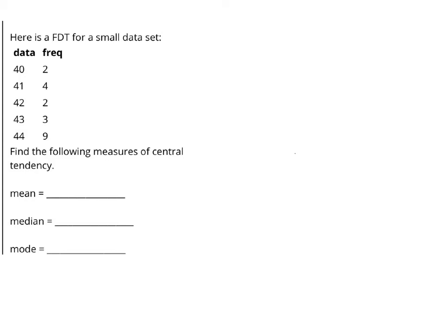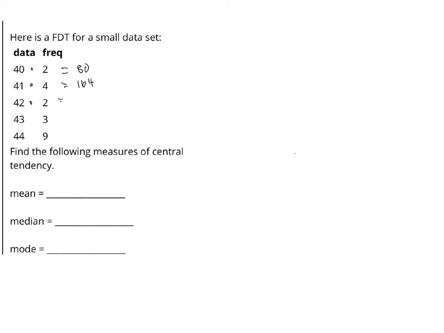We're going to figure out the mean, median, and mode from a frequency data table. First thing we've got to do is multiply the two columns together. So 40 times 2 is 80. The data's 40, and it takes place 2 times. So 41 takes place 4 times, so we multiply to get the value. So that's 164.